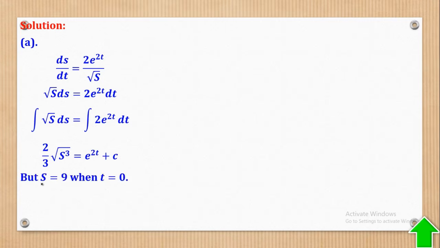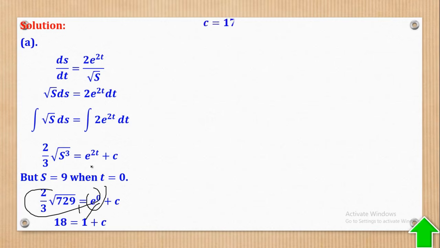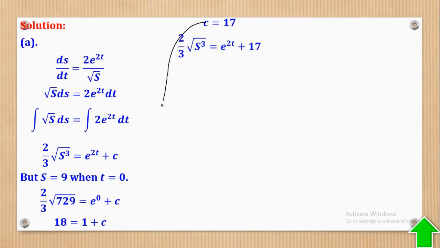But you are given that s is equal to 9 when t is equal to 0. So what does that mean? It means that we shall come here and substitute for t and for s. Where there is s, we shall put there 9. So 9 cubed gives you this, and where there is t, we shall put there 0. That's why you see 0 there. So this one gives you 1, and this one gives you 18. What does that mean? It means that c is equal to 17. Therefore, we bring this c here to come up with the equation they want.